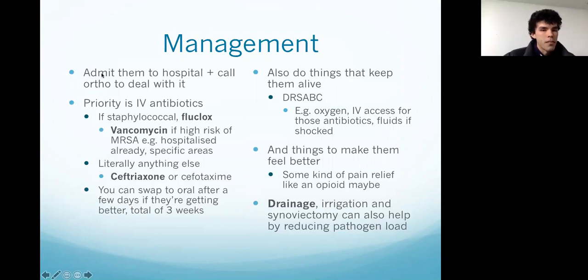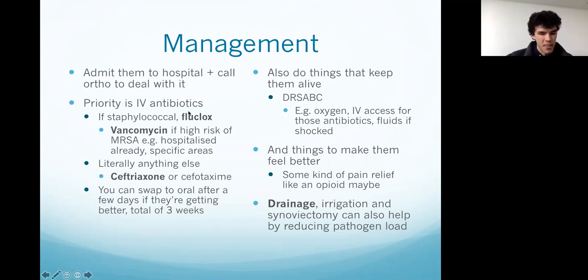So managing them, definitely admit and call ortho and make it their problem, because that's their job. It's a bad thing in a joint. The priority is giving them IV antibiotics, and that depends a little bit on what you think is going on. If you're not sure, you can just give them Fluclox and Kef. Otherwise, if it's a staph, you're thinking Fluclox, as in flucloxacillin, because that's what works for it. If it's gonorrheal or streptococcal, probably ceftriaxone.